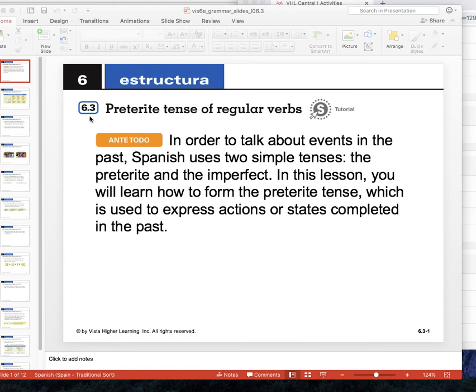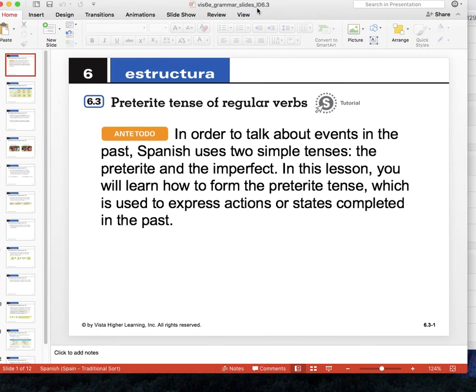We're going to go over 6.3 from the textbook, and we're going to be talking today about the use of the preterit. So preterit is to talk about things that happened in the past tense. We'll start with this PowerPoint here. Alright, so this is 6.3 from your textbook.